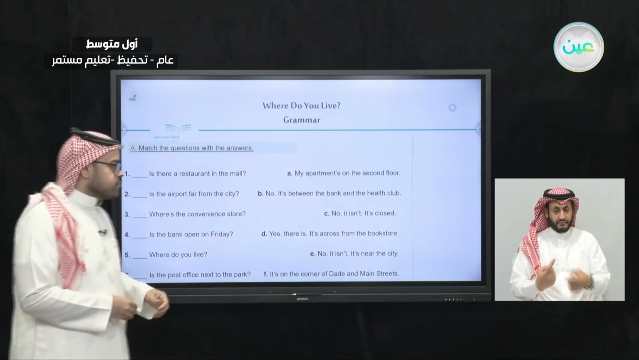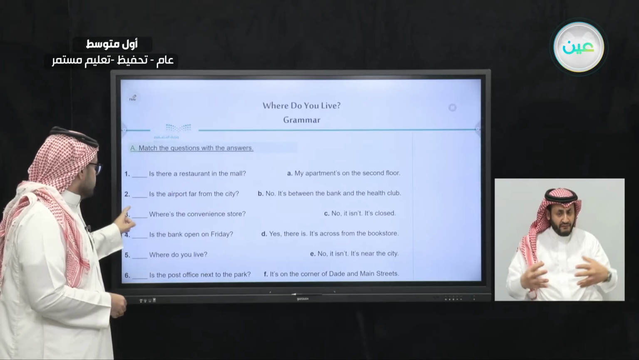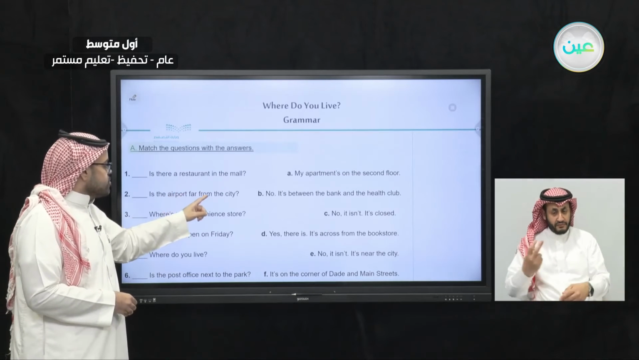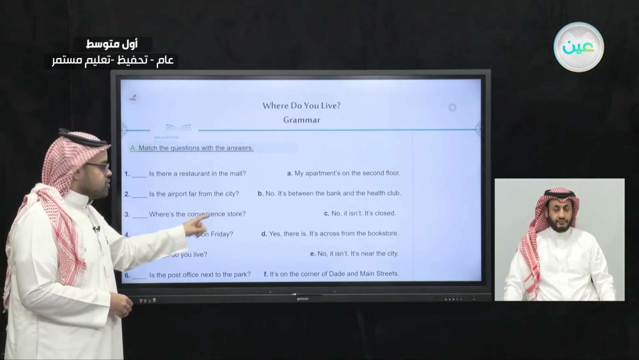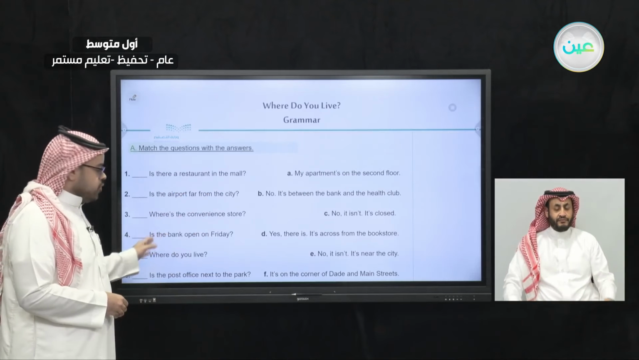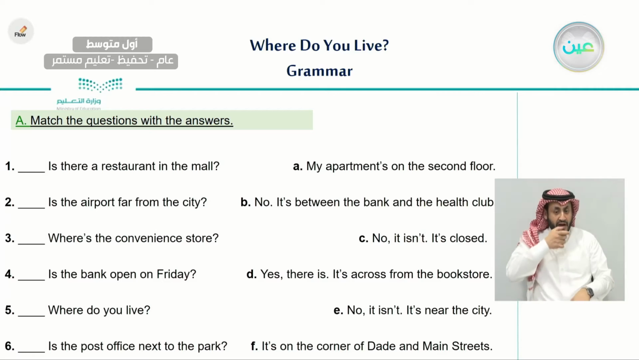Question number 1 says, is there a restaurant in the mall? Number 2, is the airport far from the city? Number 3, where is the convenience store? Number 4, is the bank open on Friday? Number 5, where do you live? And number 6, is the post office next to the park? So here we have 6 questions. We need to match them with the right answer.